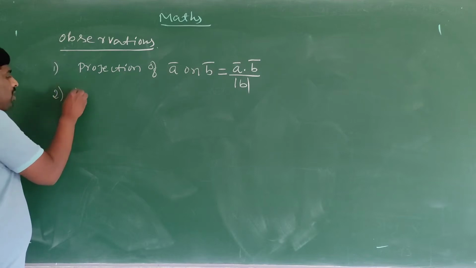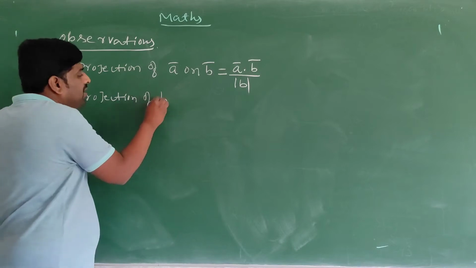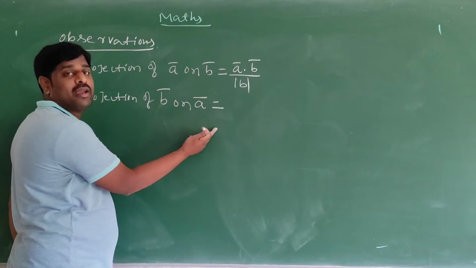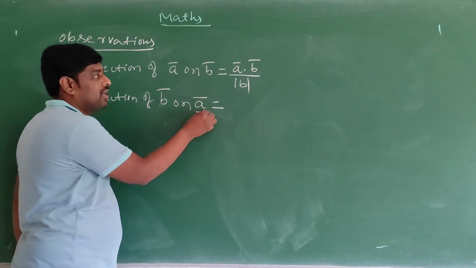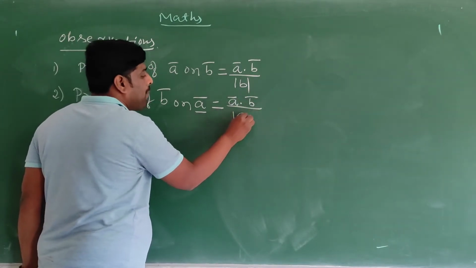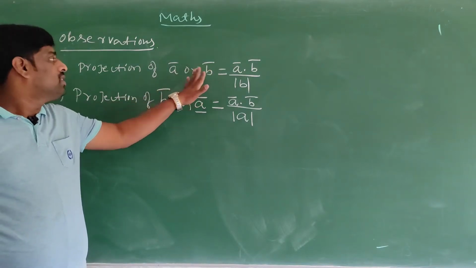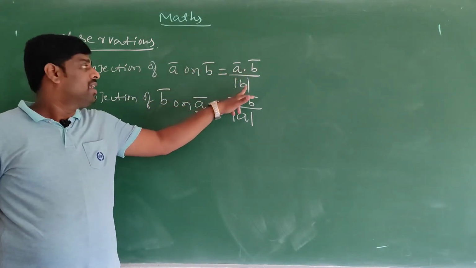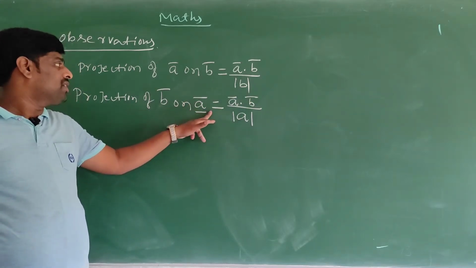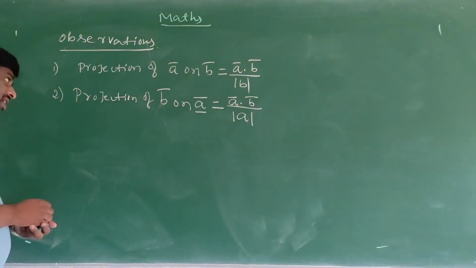Second point: the projection of B bar on A bar. Here A bar comes to the denominator, that is, A bar dot B bar divided by the magnitude of A bar. So the projection of A bar on B bar is A bar dot B bar divided by the magnitude of B bar, and the projection of B bar on A bar is A bar dot B bar divided by the magnitude of A bar.